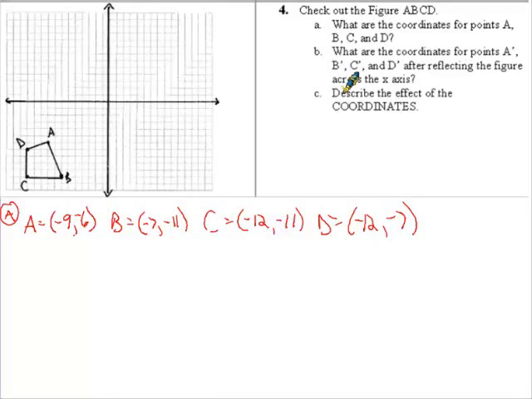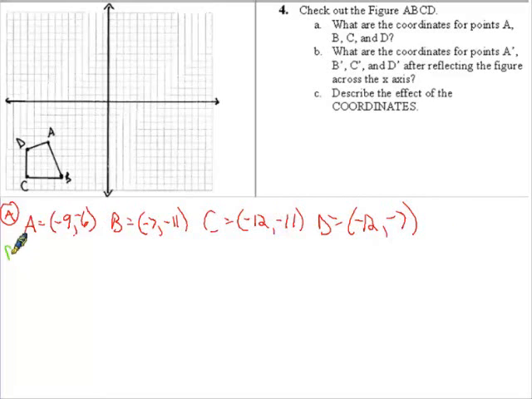Alright, so here we are, number 4. Check out the figure ABCD, where are the coordinates for points A, B, C, D. And you can see that I've got these written out. Actually, I kind of cheated a little bit because all I did was go back to number 2, because I used the same figure and I just copied them. So you can pause the recording and make sure you got these original ones correct.